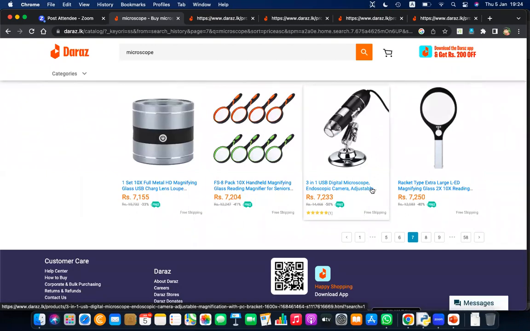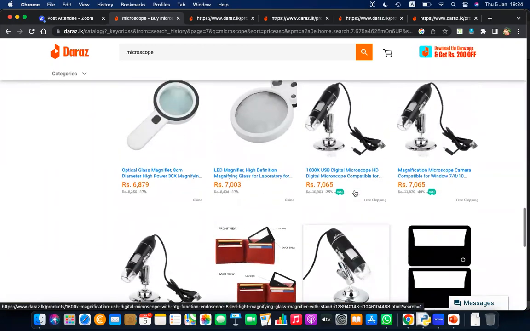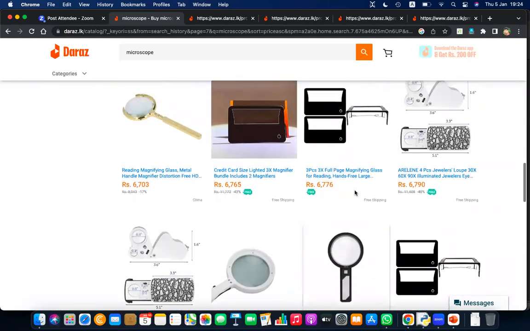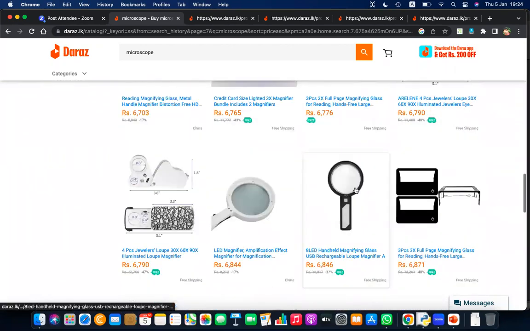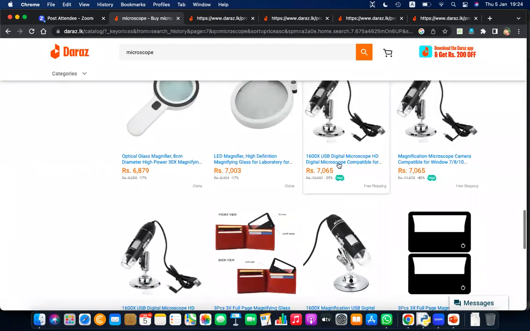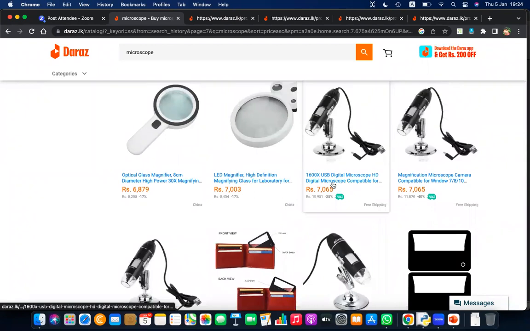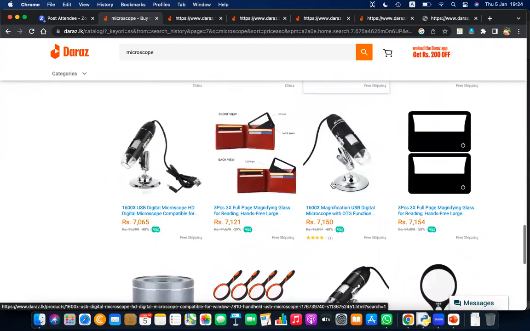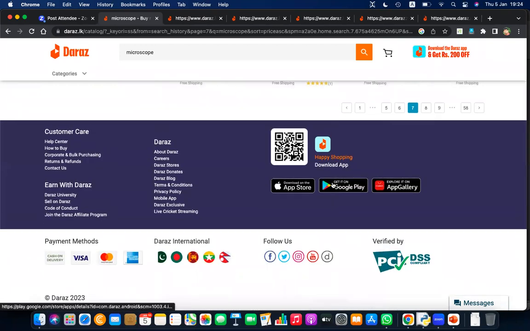This is a USB digital microscope. This digital microscope can basically be used to take images. You can connect it and get the images using this digital microscope. That is also a good option.